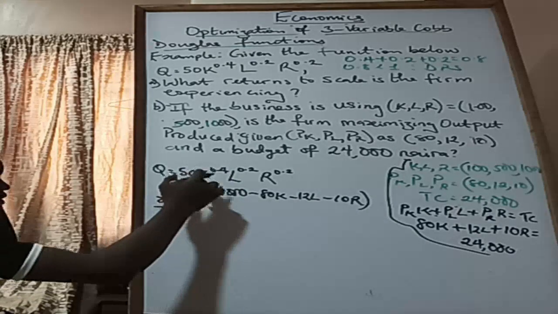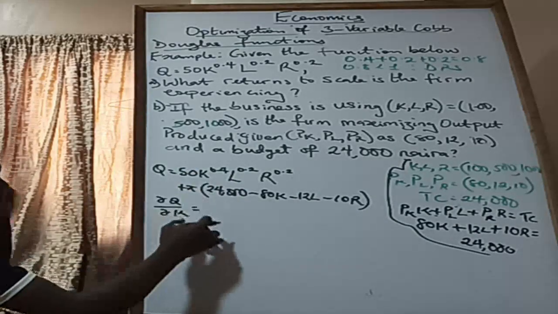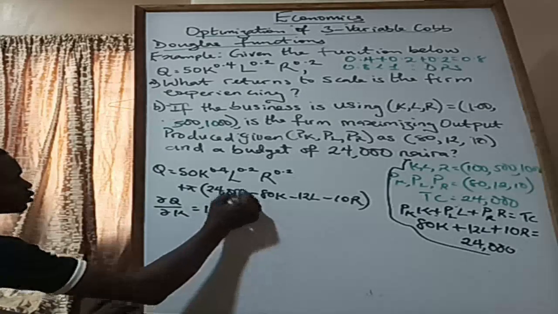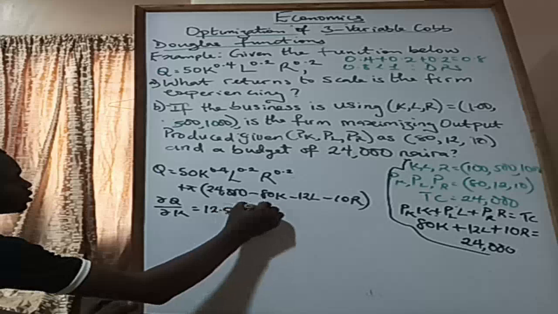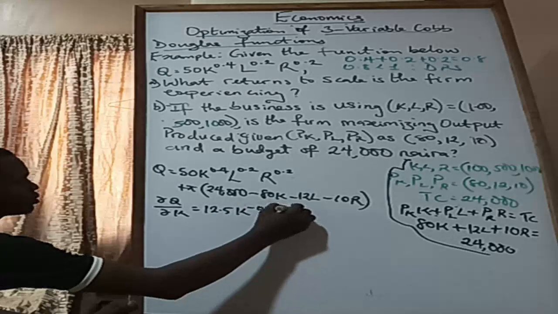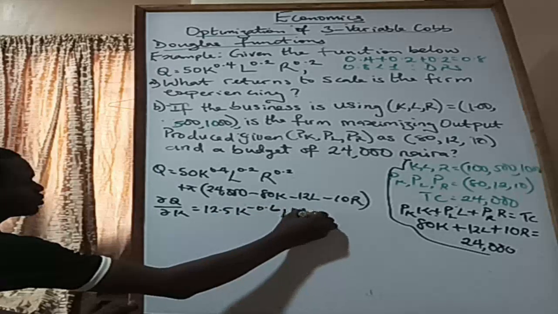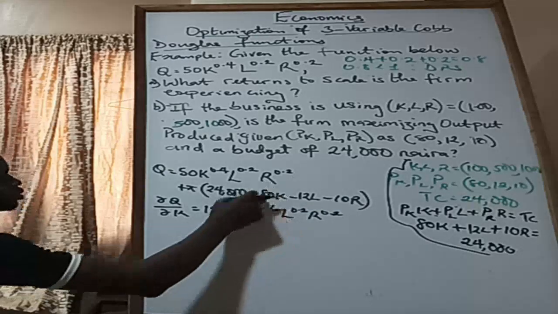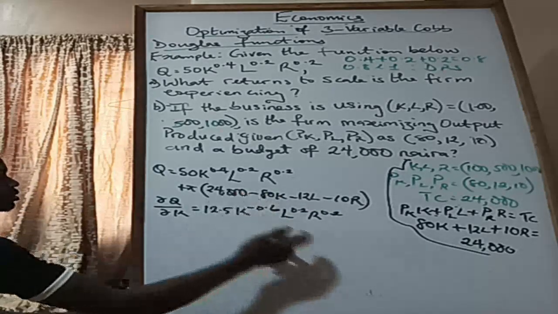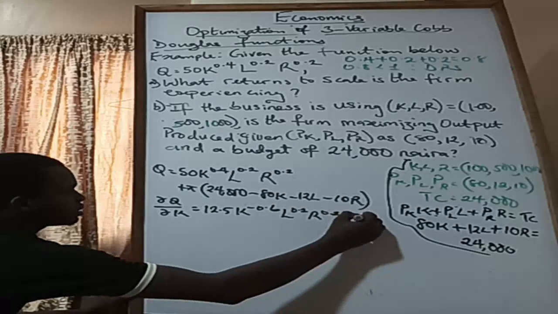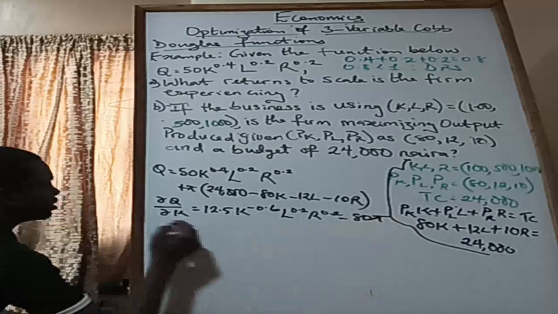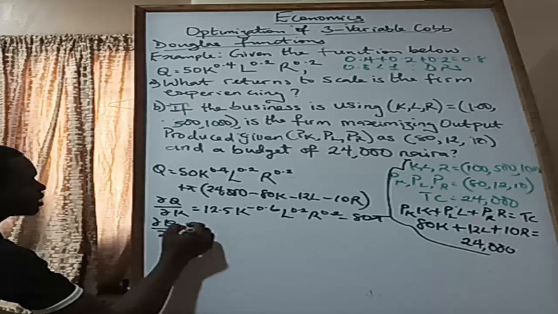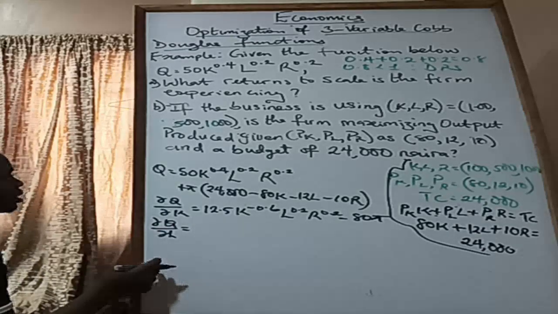0.4 multiplied by 50, that's a quarter of 50. So you have 12.5 K raised to the power minus 0.6, L raised to the power 0.2, R raised to the power 0.2. Then there is K here. So when you differentiate this one, you have minus 80 lambda. This cannot be your first class in calculus. So if this is your first class, please you have to go back to know how to solve all of this.